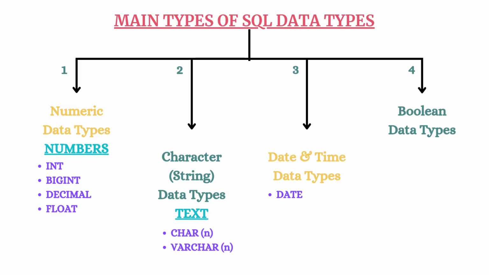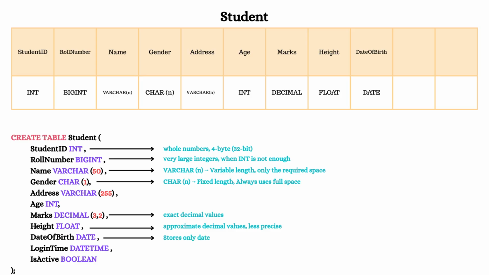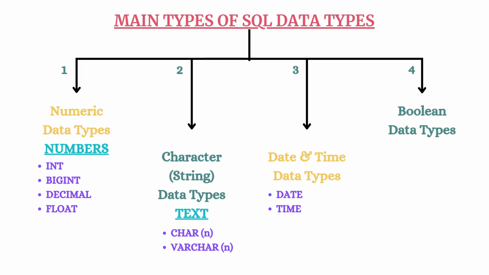Next data types in SQL are the date and time data types. The first one here is date. Date is used to store a date, like date of birth. SQL follows a specific standard date format, which is year, month and date. It cannot be modified. In this example also, we are using the date data type for storing the date of birth. Next we have the time data type. Time is used to store time.